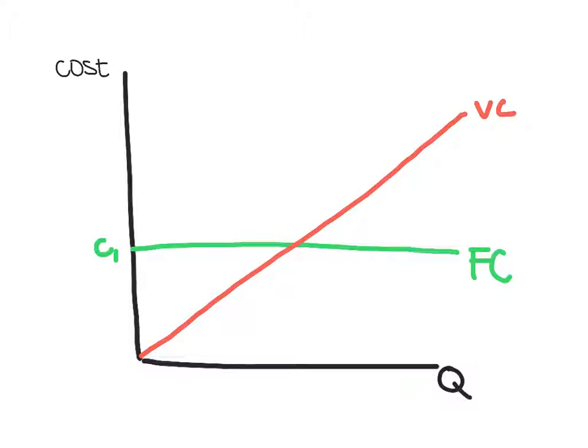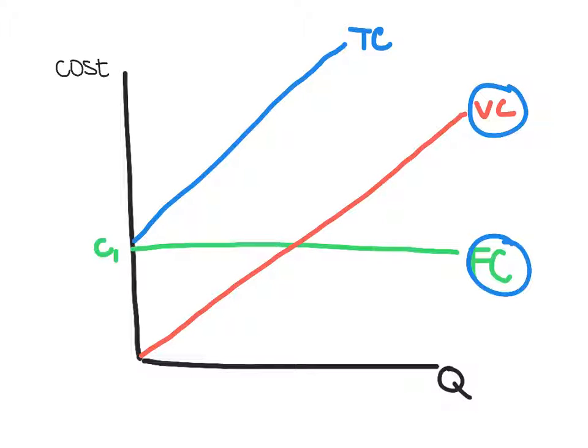And then your total cost is going to be right here because your total cost is going to be the addition of both variable costs and fixed costs. So it's going to start right here at this point. And your total cost is this distance from the fixed cost. It is equidistant from the variable cost because it's the addition of these two.